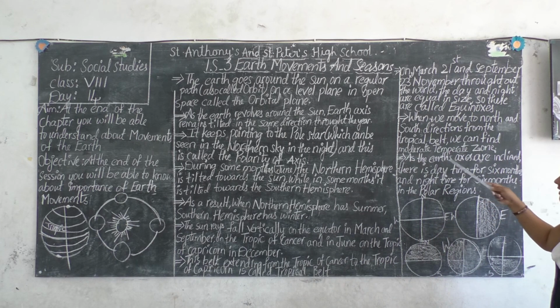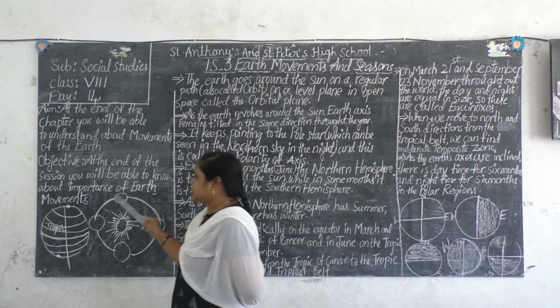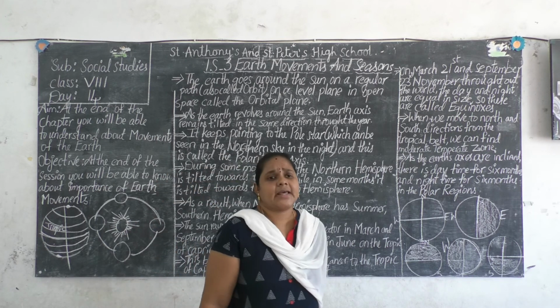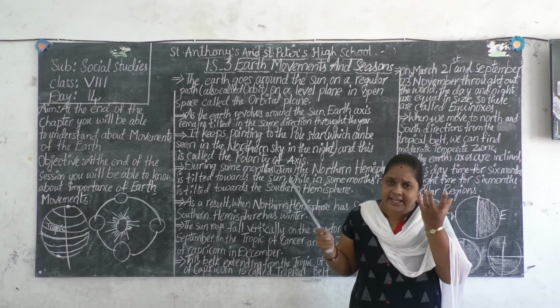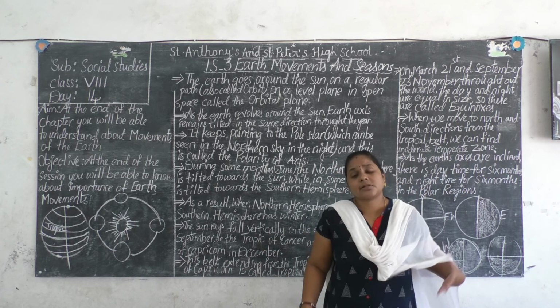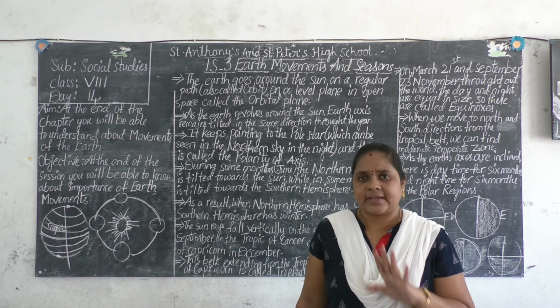And as the earth's axis is inclined, there is daytime for 6 months and night time for 6 months in the polar region. Actually, in the polar region the area does not receive much heat from the sun's rays, but still there are nights and days there.